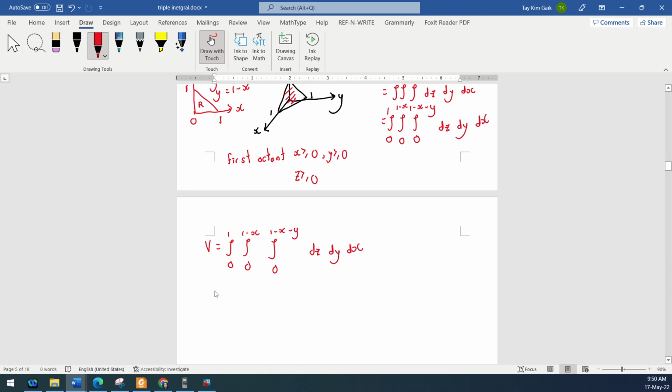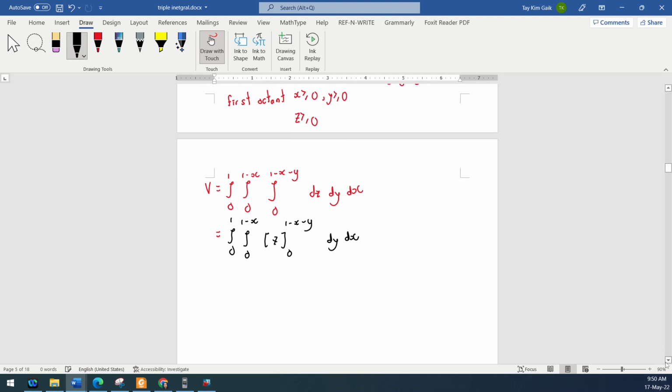If no, then later on it is just a problem of integrating. Integrate 1 with respect to z, you have z, with limits 1 minus x minus y. Then dy dx. Put in the limit, so I have 1 minus x minus y. Plugging in 0 gives 0, so I can skip that step.